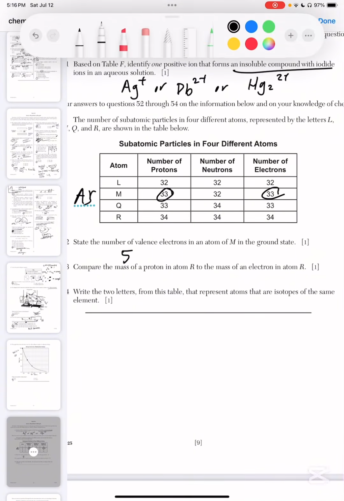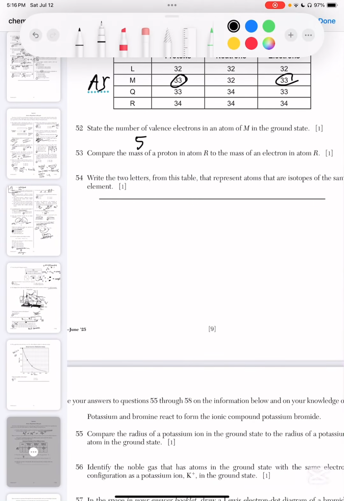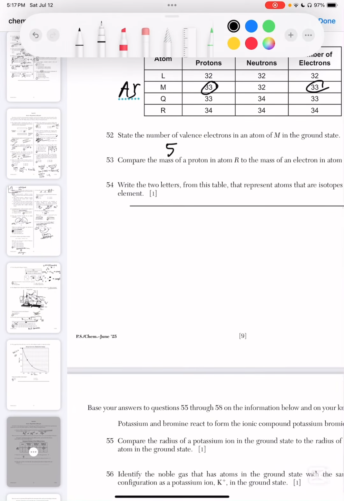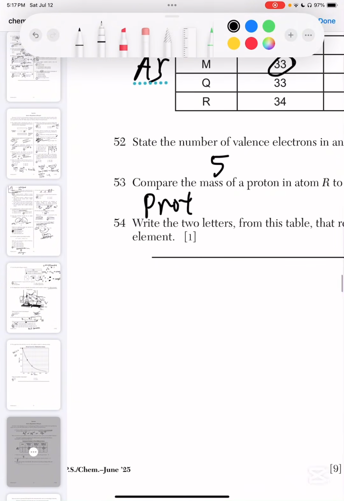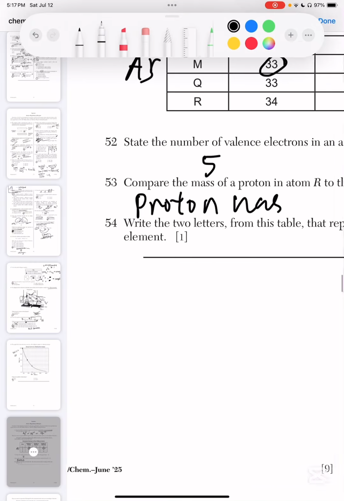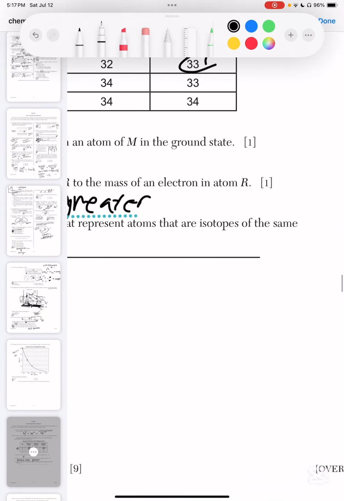So it's a quicker way, instead of writing out the whole thing. Compare the mass of a proton in an atom of R to the mass of an electron in an atom of R. Protons are way more massive than electrons, so you can just say that the proton has greater mass.